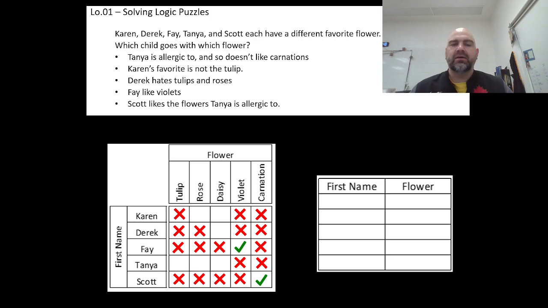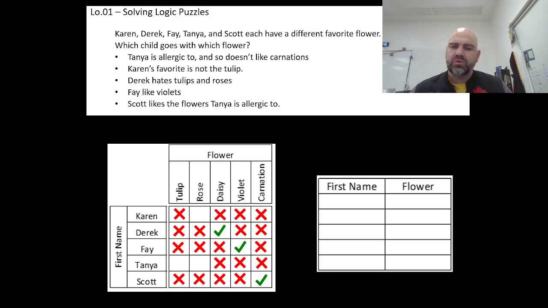Let's look at Derek's row. Derek has four X's in his row and one space empty. That tells us it can't be any of the other four, so Derek has to like daisies. That's got to be his favorite. It also tells us that nobody else is going to have daisy as their favorite, so we can X off those. Next up, let's look at Karen's row. Karen has to like the rose, so we're going to put a check mark there.